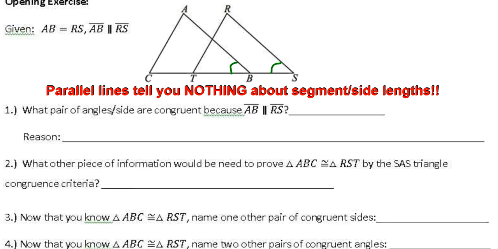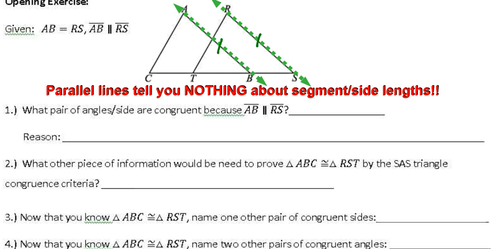Let's pretend that we're given this diagram and we are told that AB is equal to RS. So that means AB and RS are the same length. And AB is also parallel to RS. So that means that AB here is parallel to RS here. Now, parallel lines have nothing to do with lengths, so this is just coincidence that they gave us information that tells us that AB is congruent to RS, and coincidentally, AB is parallel to RS.